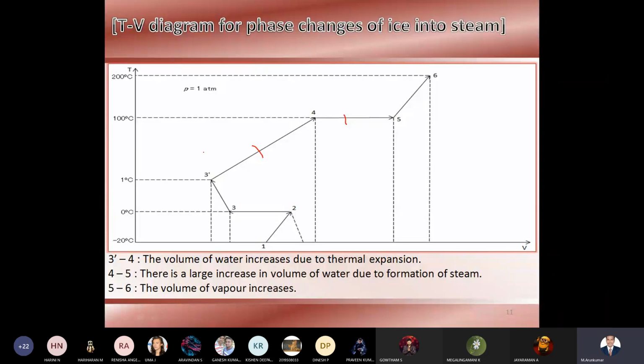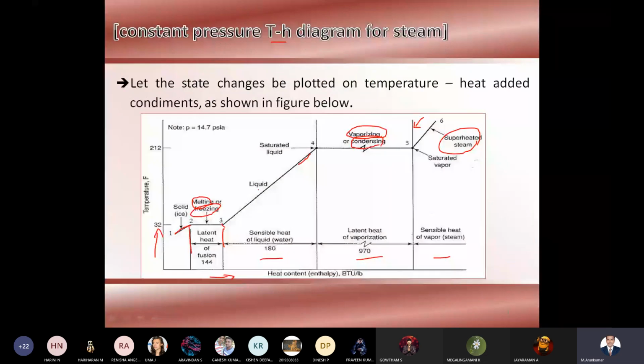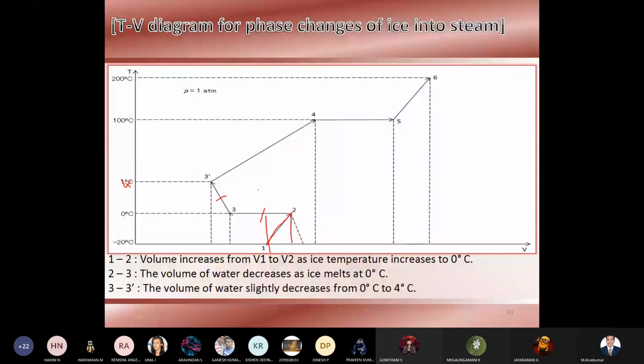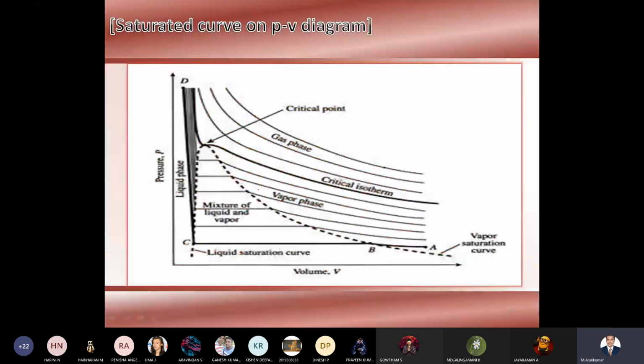Right. So this is a TV diagram. So for the same process, we can get the TH diagram. Also, we can compare the TV diagram. During the phase changes, we can get the increased or decreased volumes. Then we can have the PV diagram of that process, the PV diagram of our steam.